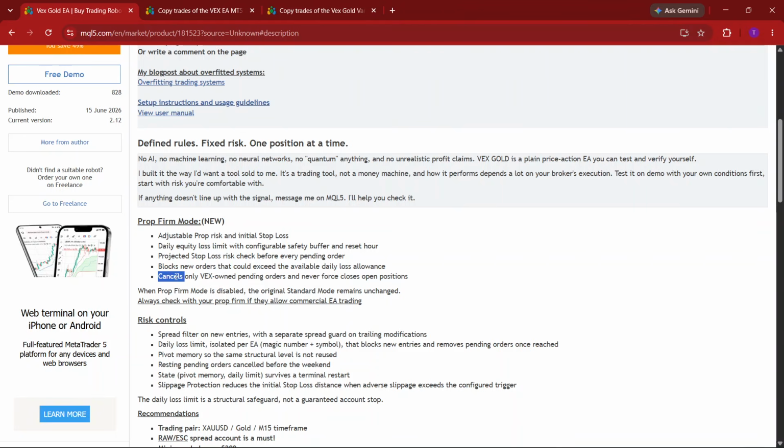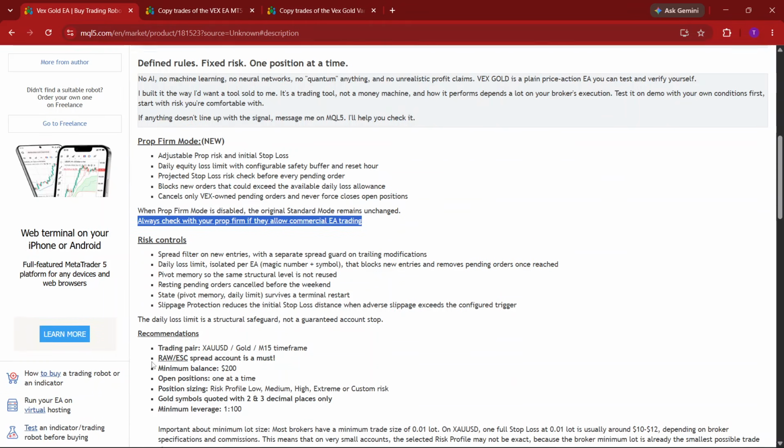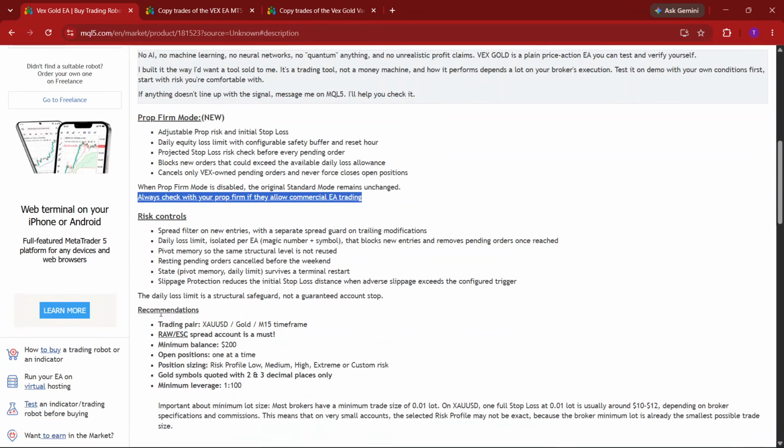When the mode is off or disabled, the original standard logic stays the same. Although he does note that you need to check with your prop firm whether commercial EAs are allowed. Now let's go to recommended setups so we can look at the backtest results.